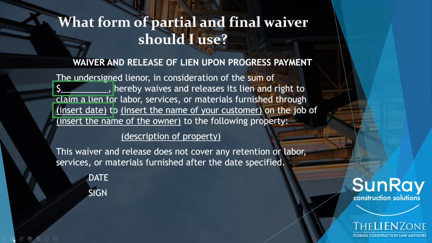And notice that the only thing that it's giving up are lien and lien rights. It doesn't say anything else about change orders or claims or contracts or delays. We're going to talk about that later. But this is a release of lien for a certain amount of money through a certain amount of time. Very basic, one of the most basic lien releases you can have.